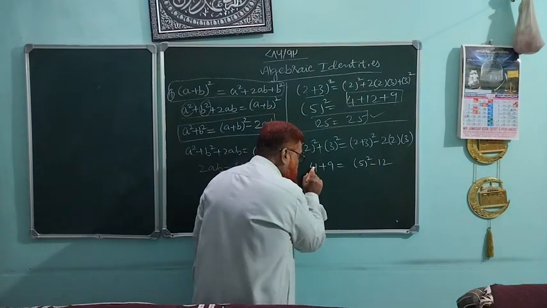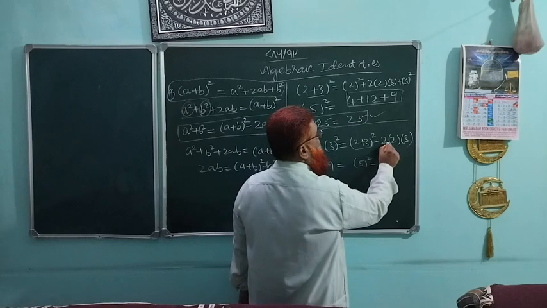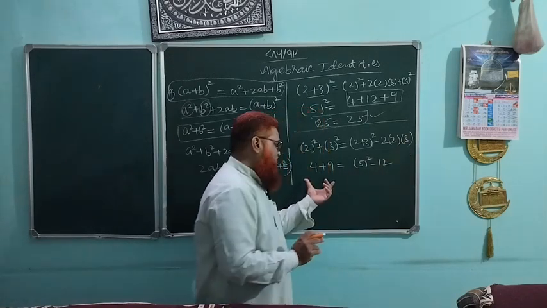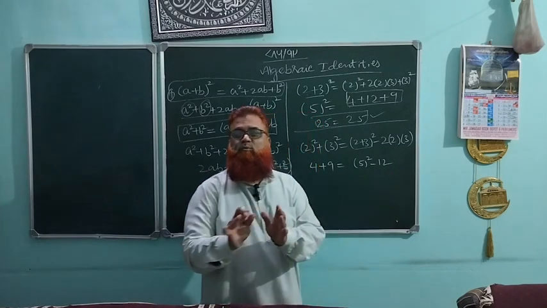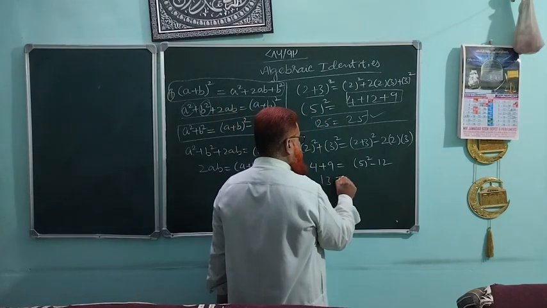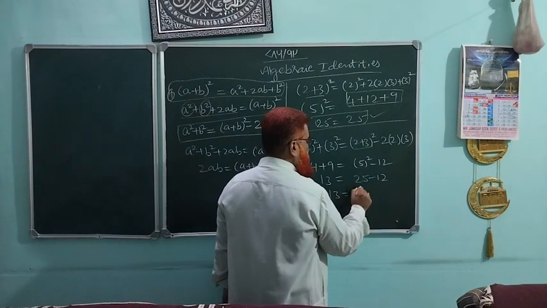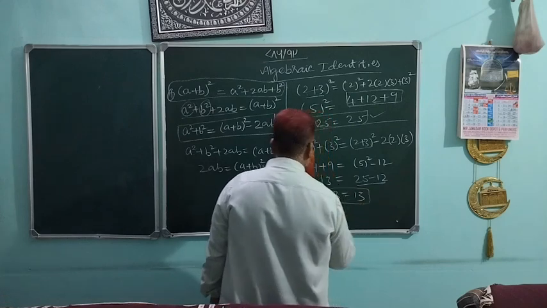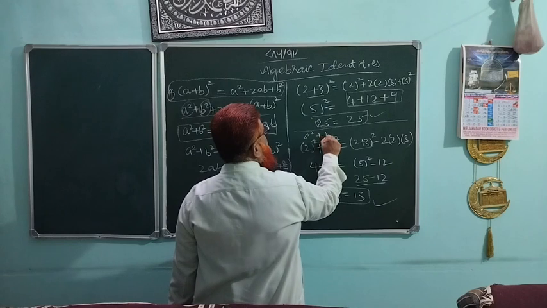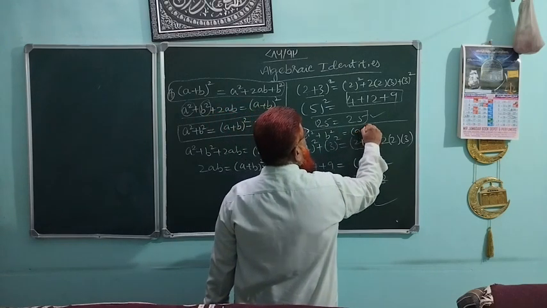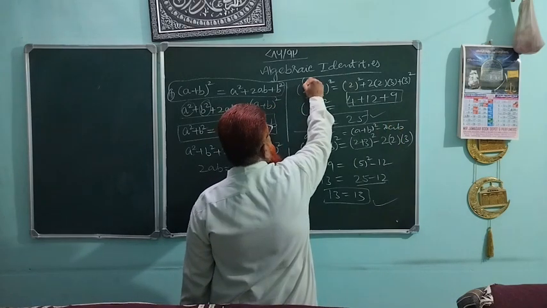Now, 2 square is 4, 3 square is 9, is equal to (2 + 3) 5 whole square minus 2 2s are 4, 4 3s are 12. If I add the LHS, my sum must be equated to the RHS, both should be equal. 4 plus 9 is 13, is equal to 5 square, 25, minus 12. 25 minus 12 is 13. Yes, this identity is also verified. Which identity? a square plus b square is equal to (a + b) whole square minus 2 into ab. And this identity is also verified.